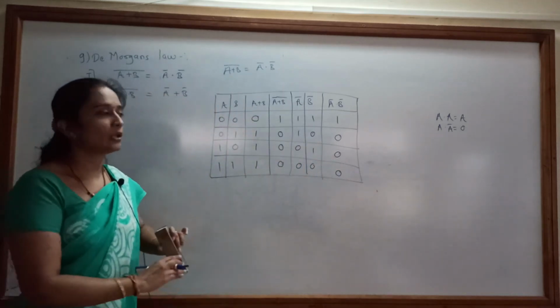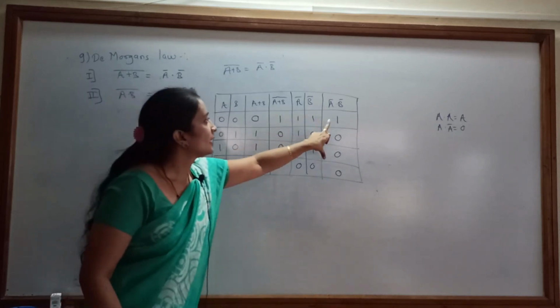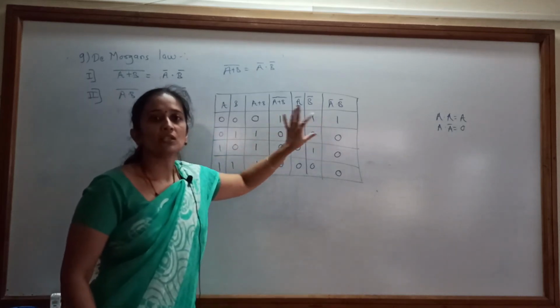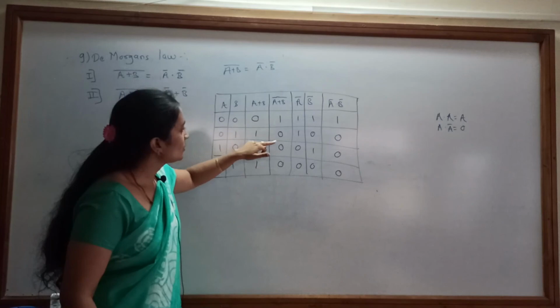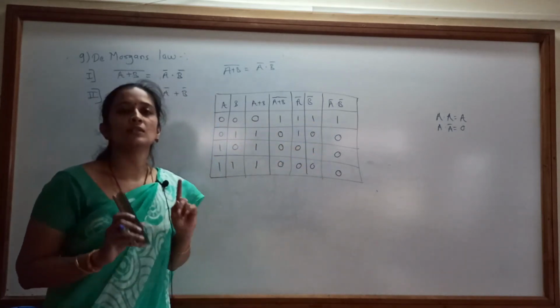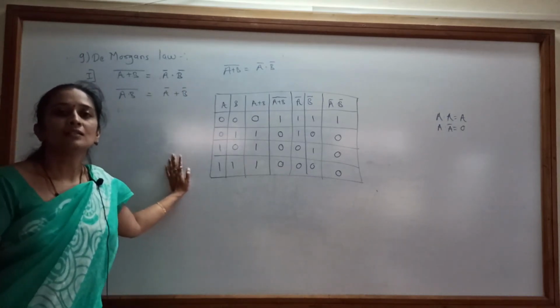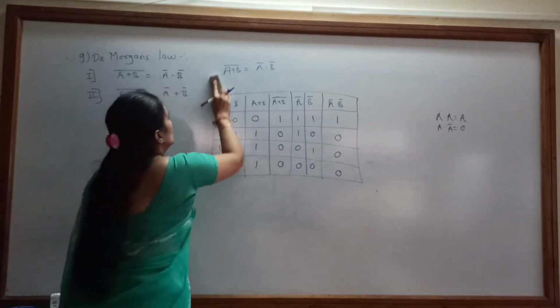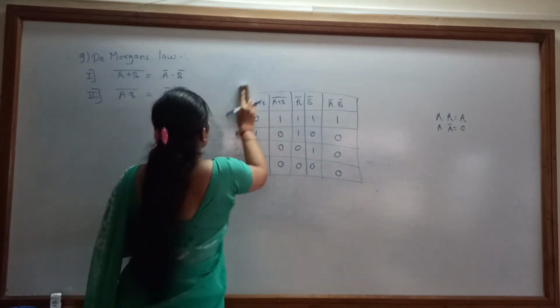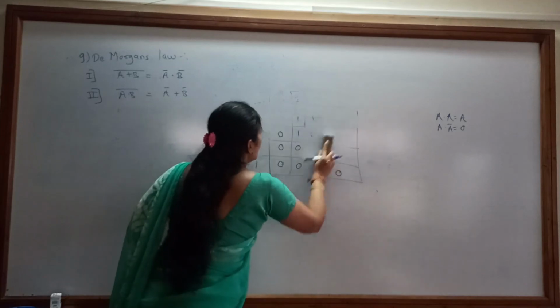Now what we have calculated? A plus B complement, which is LHS, and A complement into B complement, which is RHS. 1, 0, 0, 0 and 1, 0, 0, 0. Both columns are same. Like this, we have proved De Morgan's law. This is the first law. What is the De Morgan's second law?